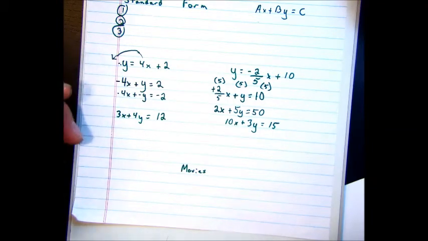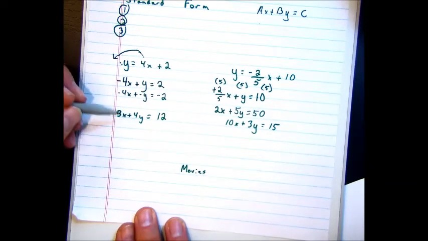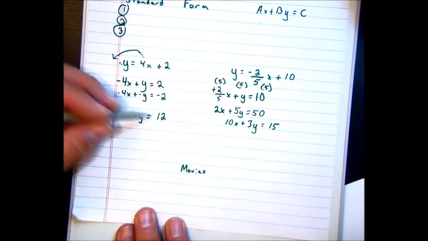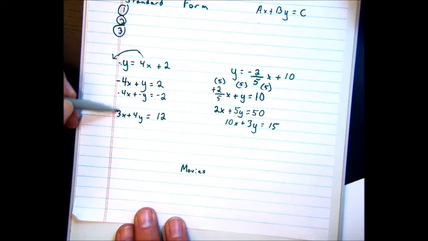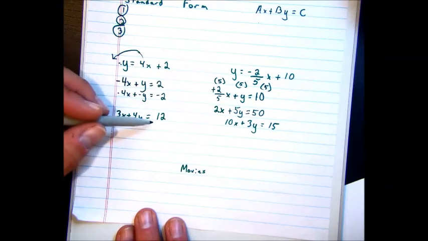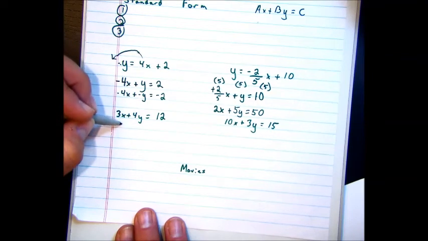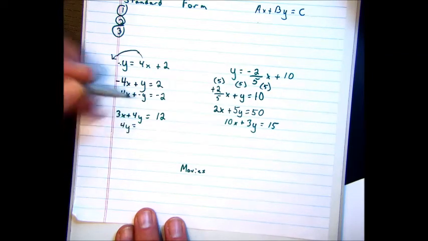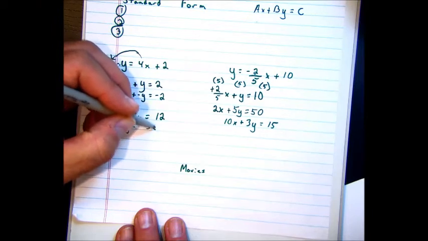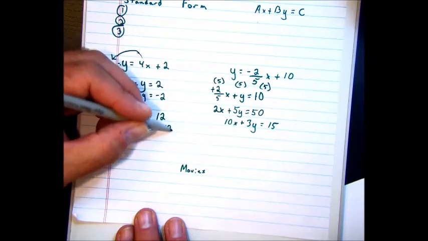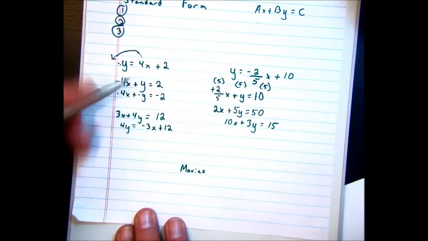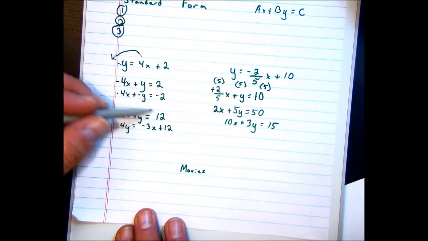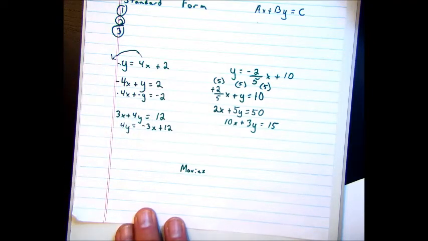All right, so here we go. Now the x and y are on one side, and I've got to move it. So when I move this 3x across the equal sign, what happens to anything we move across the equal sign? It changes signs. So you have 4y equals -3x plus 12.